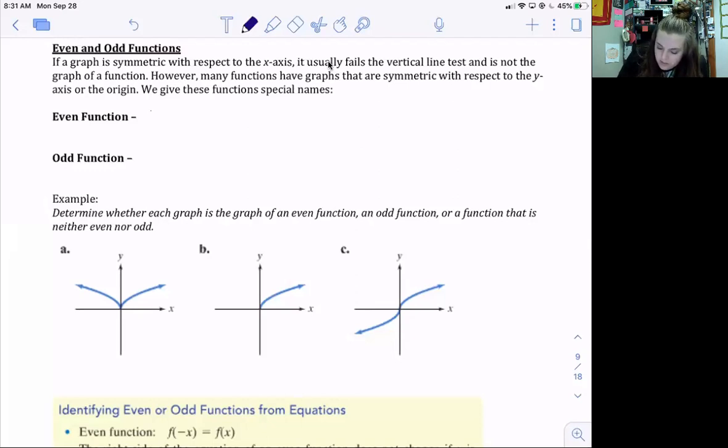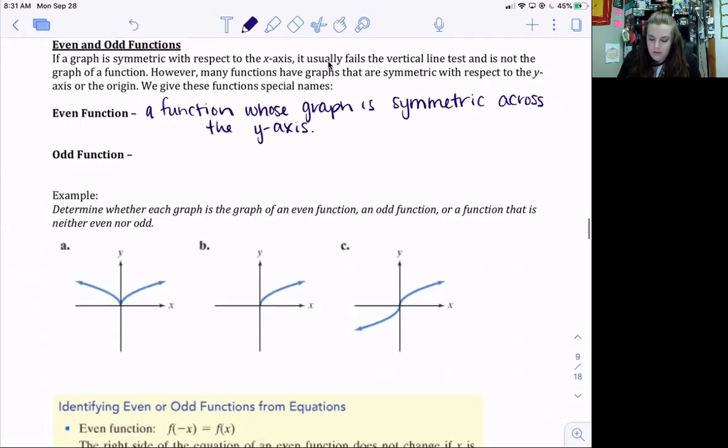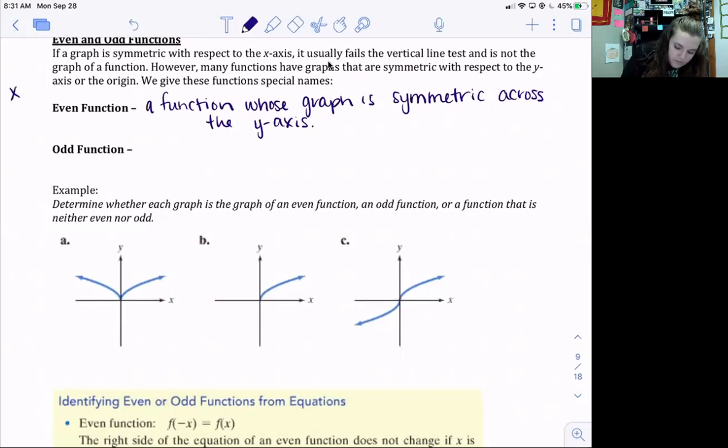An even function is a function whose graph is symmetric across the y-axis. The easiest way to think about an even function is to think about x squared. That 2 is an even number. And if we were to graph that, we get a parabola, which is symmetric across the y-axis.